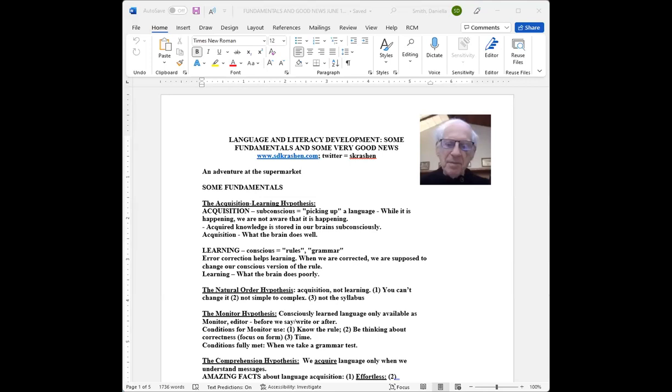The first hypothesis, called acquisition learning: we have 2 different ways of getting better in language. You can acquire language and you can learn language. They're very different. Acquisition, the synonym is picking up a language. I was in Quebec for a couple of weeks and I picked up some French. That really means you acquired it. Acquisition is subconscious. While it's happening, you don't know it's happening. You think you're having a conversation, reading a story. Of course you are. But at the same time, without realizing it, you are acquiring the language.